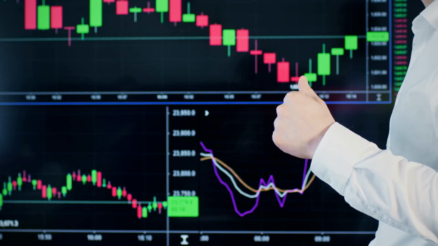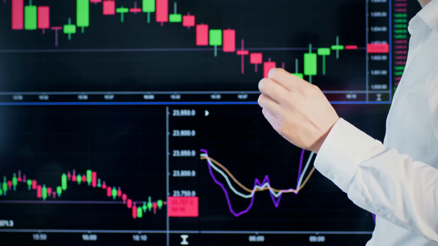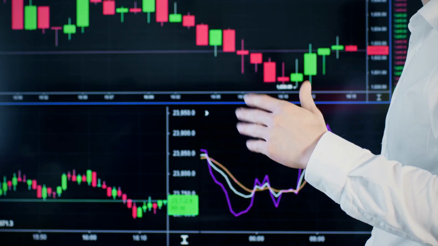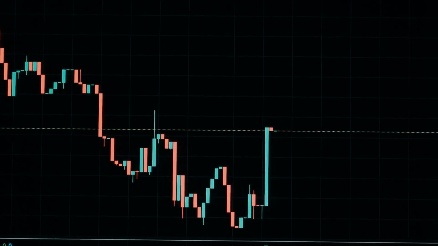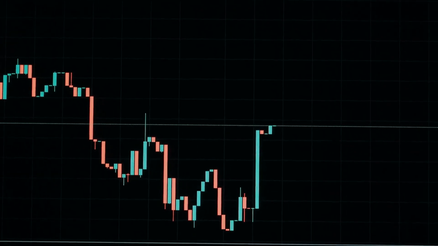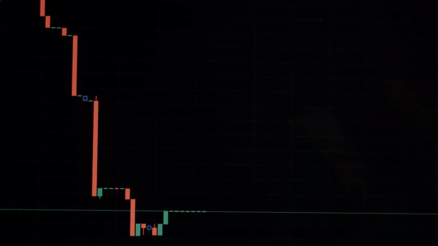To read candlestick charts, start with the basics, the body and the wicks. These two elements are the foundation of every candlestick, and understanding them is crucial for interpreting price action in any market. The body is the thick part of the candle. It shows the range between the opening and closing prices for a specific time period.